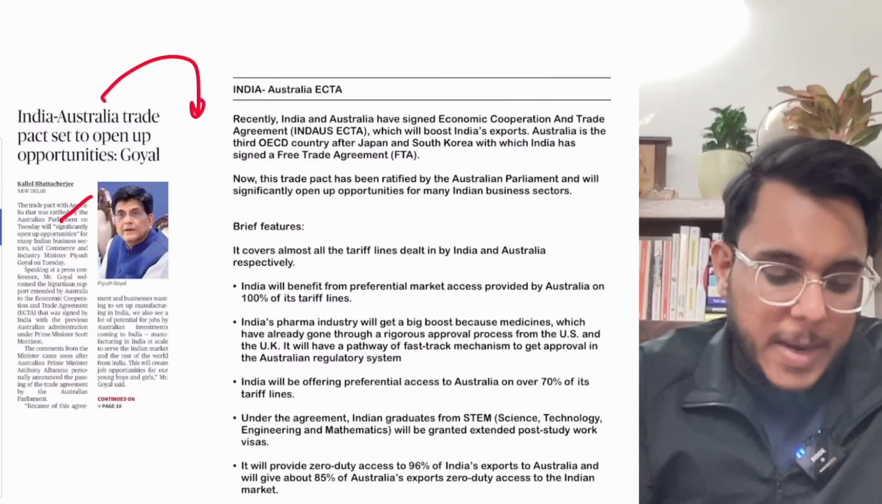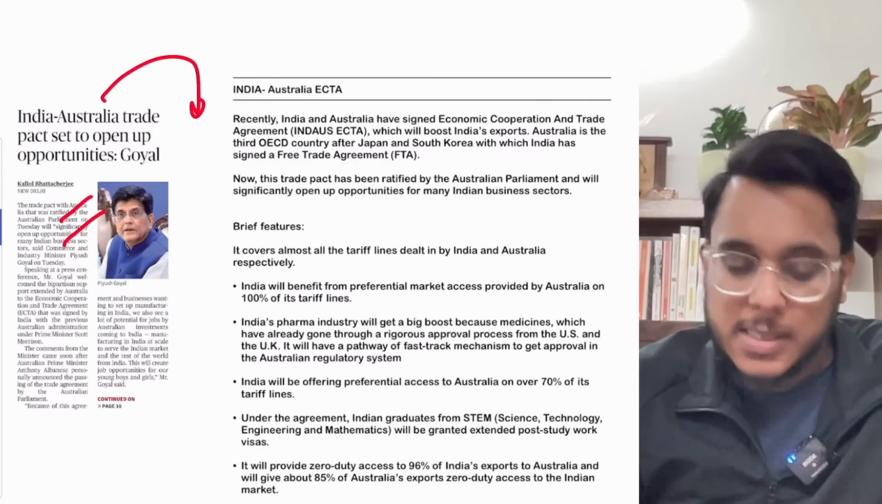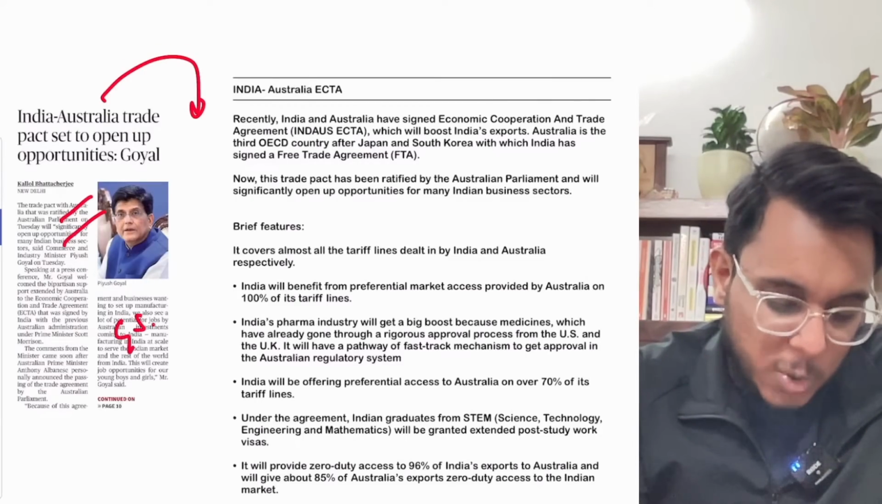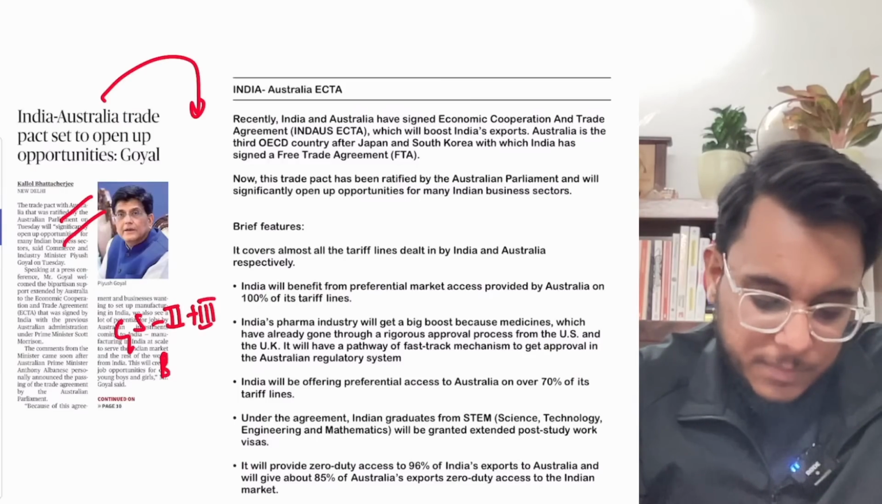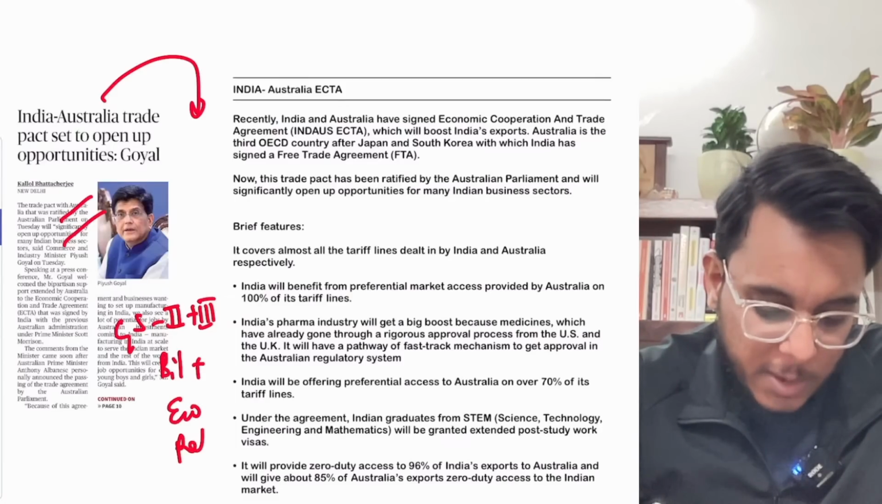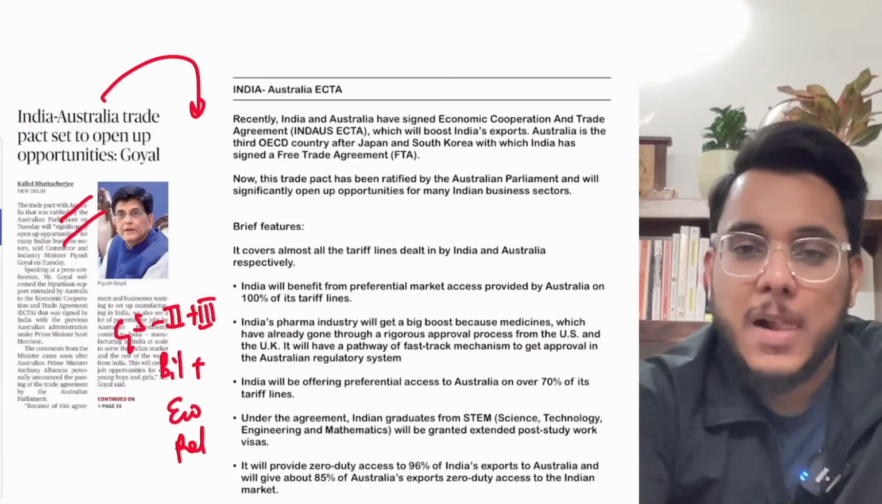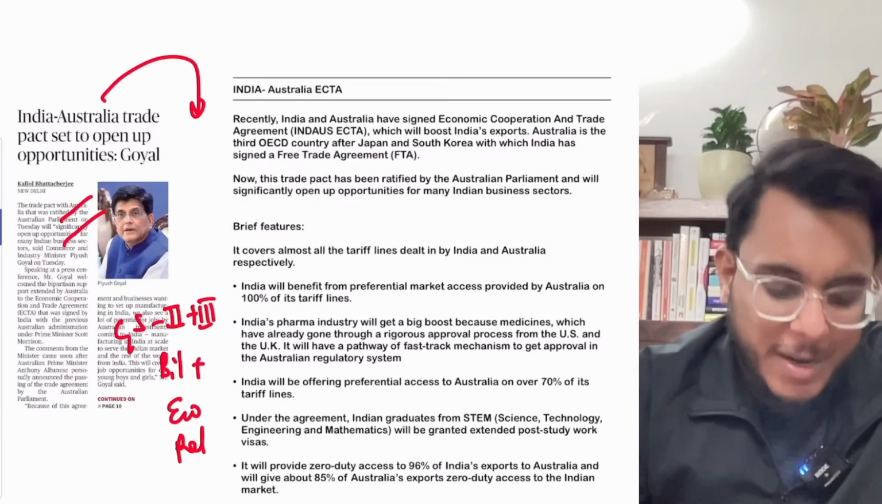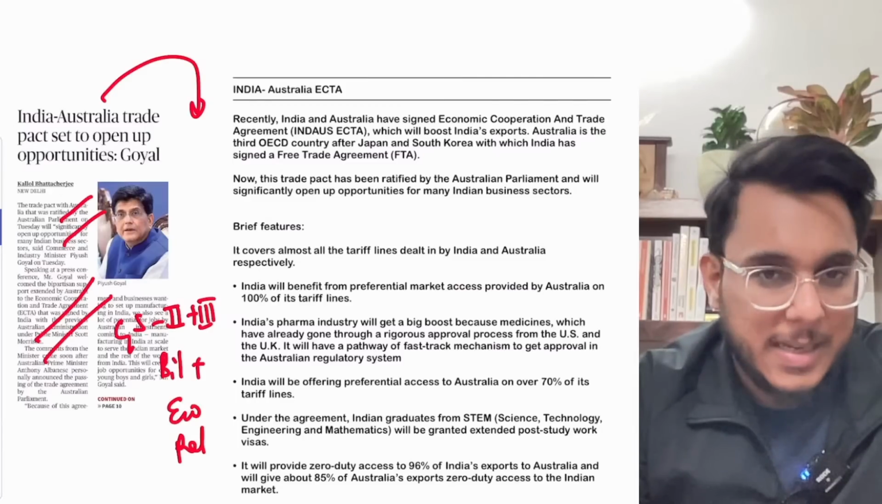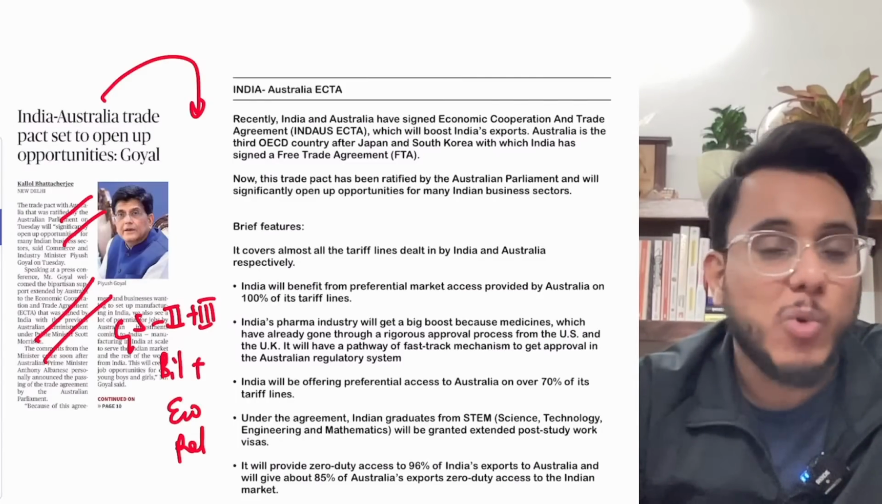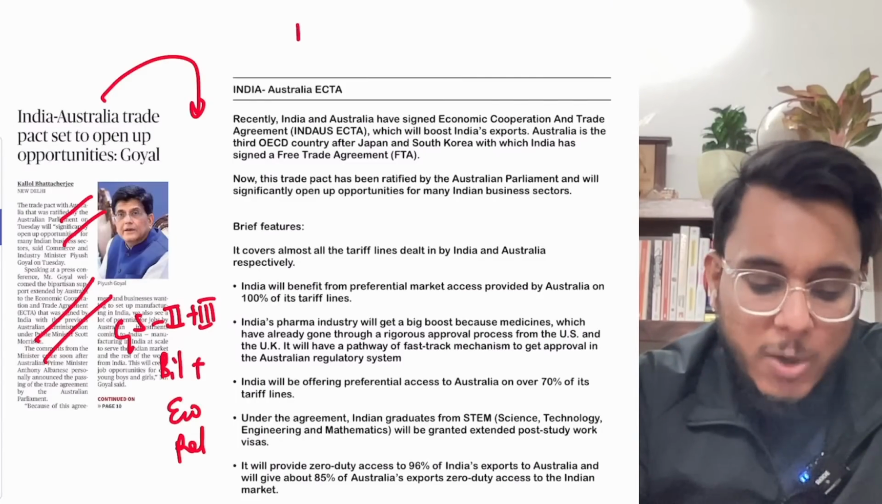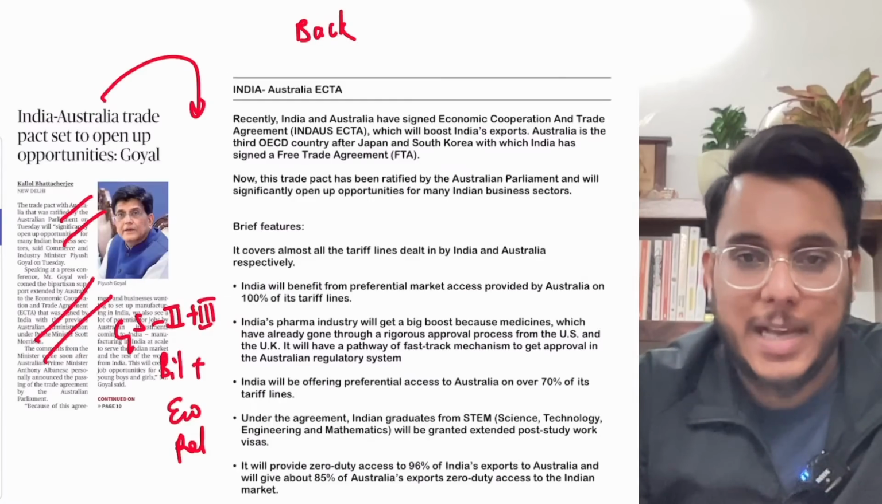India Australia trade pact set to open up opportunities. Now this particular article we will see with respect to GS paper number 2 as well as GS paper number 3, bilateral economic relations, okay. Now before going into this, guys, in this article there is no substance, just one line of content, but to understand that one line you need to first of all know the background.